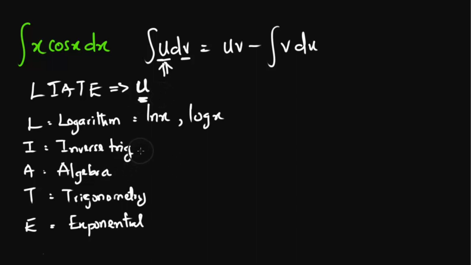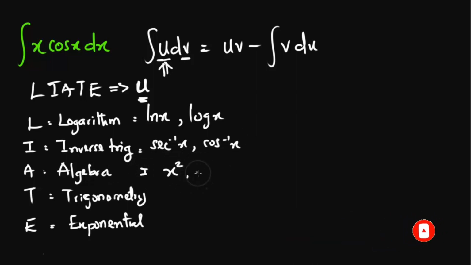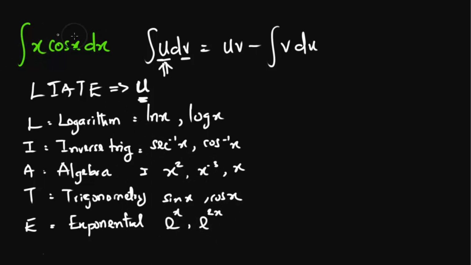And then inverse trig, when we have something like sec inverse of x or cos inverse of x and so on. Algebra, when we have something like x squared or x to the power minus 3 or x, basically. And then your trig, we have your sine x, your cos x. Exponential, we have exponential x, exponential 2x. So depending on whatever question you have, this is the order at which you choose, the order of priority.